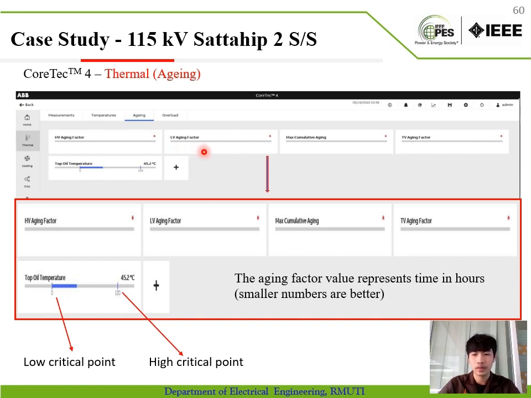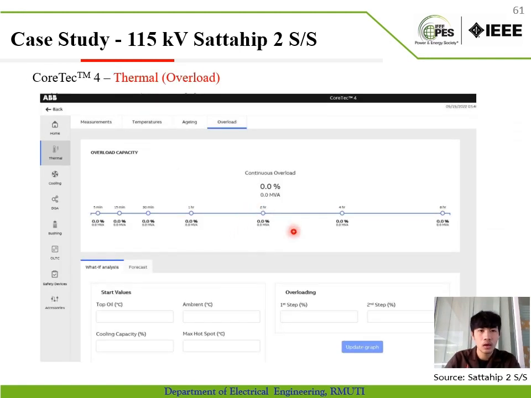So the main problem is that the 4 to 20 milliamp signal of the CT of the power transformer connected to the Cortex TM4 for calculation. On the thermal overload, we cannot set continuous overloading because there is no hotspot temperature to configure the overloading. So the main problem is the same as the problem above.